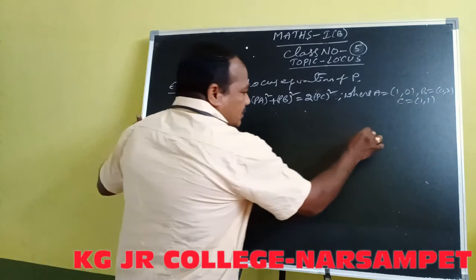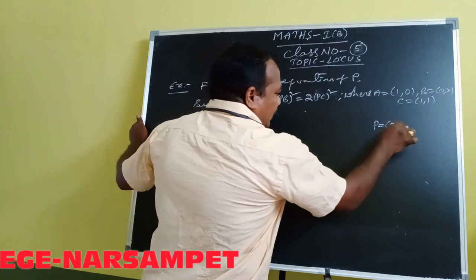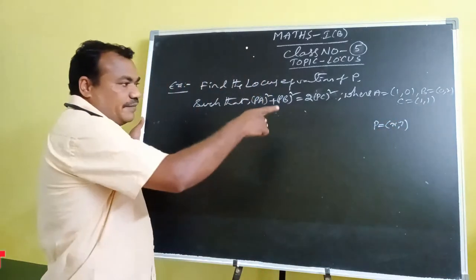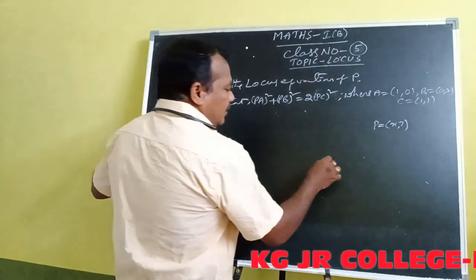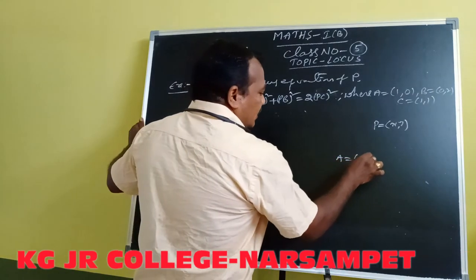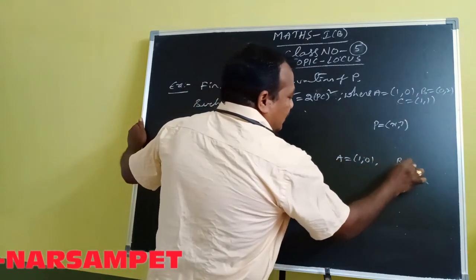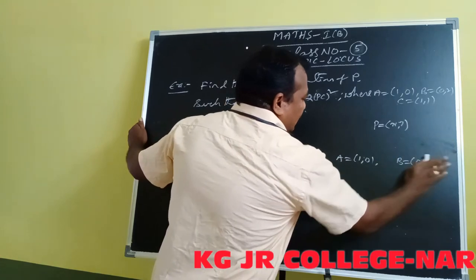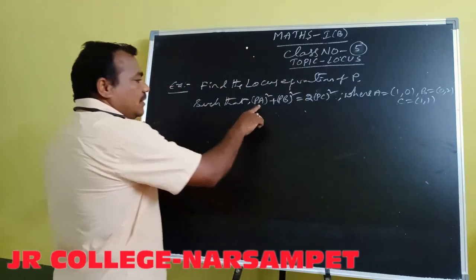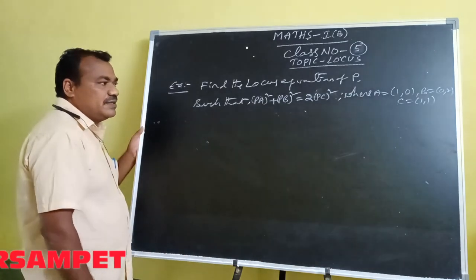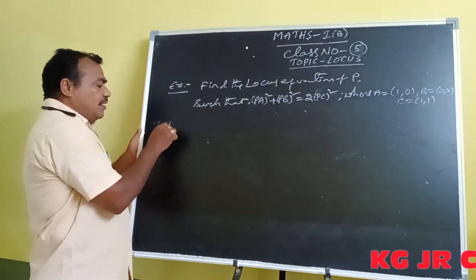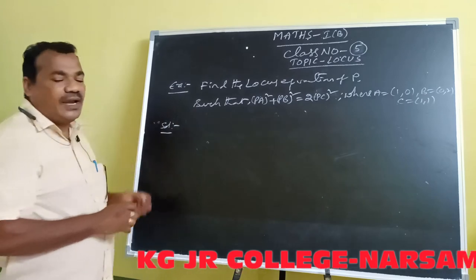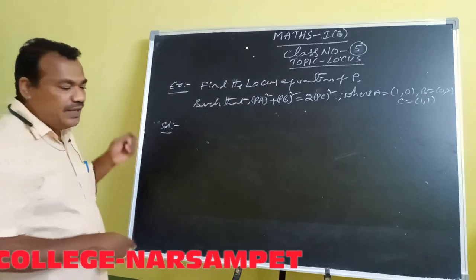Yes, students, this is a rough diagram here. We are taking the locus point coordinates as (x, y). And the given points here are A equals (1, 0), B equals (0, 2), and C equals (1, 1). The locus condition here is PA square plus PB square is equal to 2 of PC square. Now, for this condition we have to find the locus equation of P.